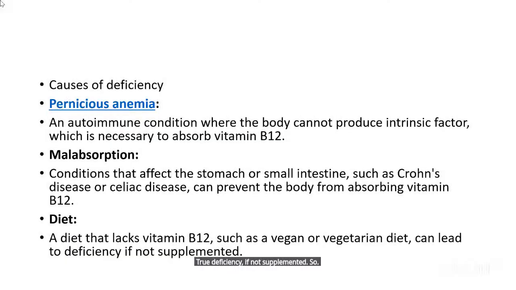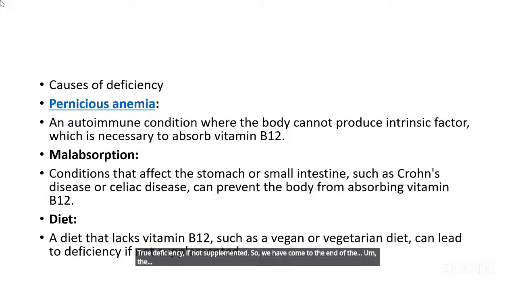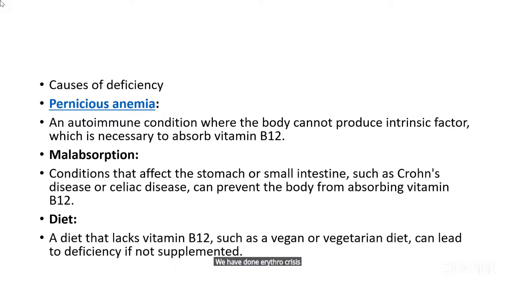So we have come to the end of the class for this morning. We have done erythropoiesis. We have done blood count in health and disease. And then we have also done disorders of iron metabolism, vitamin B12, and folate deficiency.